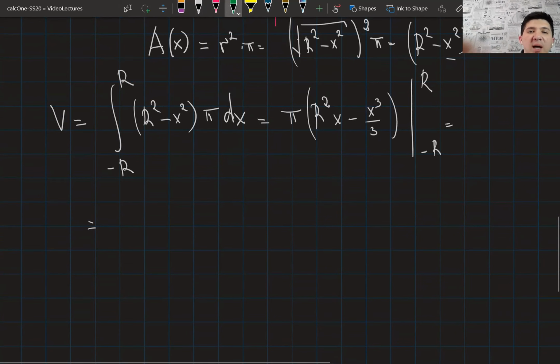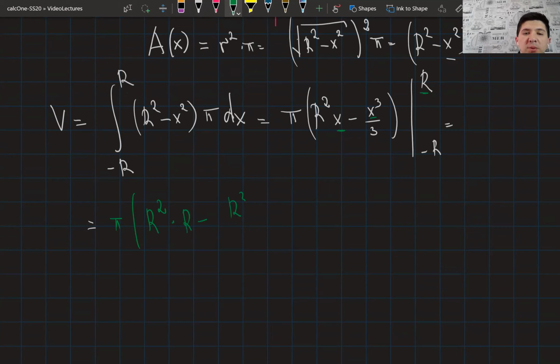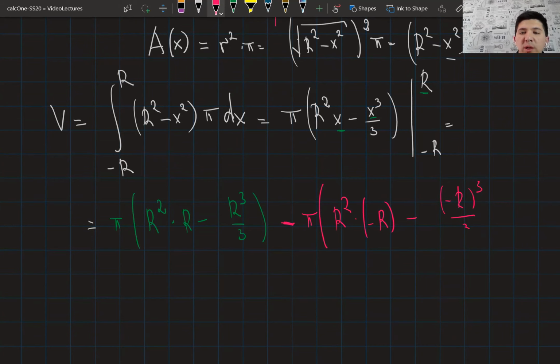What does it mean? It means that I just need to substitute all the appearances of x with r first of all. It's going to be pi multiplied by r squared multiplied by r minus r cubed over 3. Now we have to substitute minus r instead of x. It's going to be minus pi multiplied by r squared multiplied by minus r, minus r cubed over 3. We just need to open all the brackets and work with the numbers. It's going to be r cubed minus r cubed over 3, which is 2r cubed over 3, right?